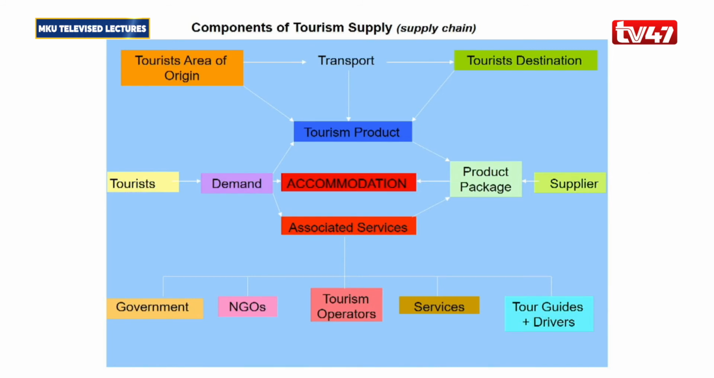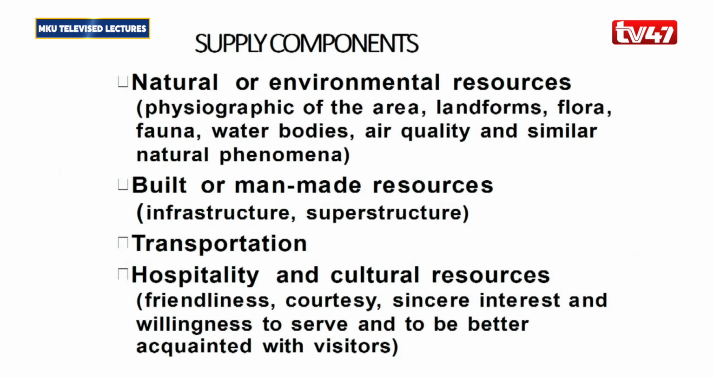So then the other side of it is the supplier. The supplier gives us the products up to here: the packages, the tourism product itself, the general one, the accommodation, and all the associated services. And now these are going to be demanded by the visitors. With that, we have other associated services, and here we think about the government coming in as part of the supply chain, the non-government organizations, the civil society, the tourism operators also in here, the services, and even the tour guides and tour drivers. So all those are going to be part of this.